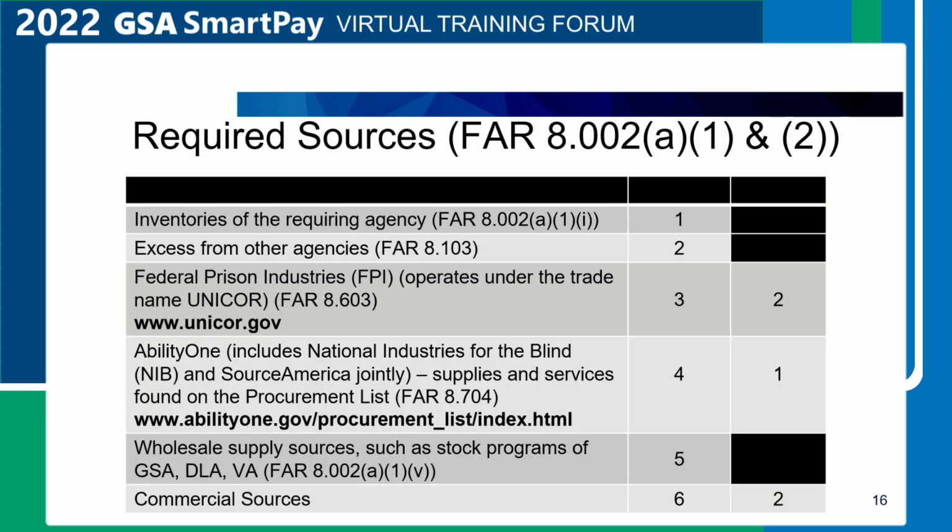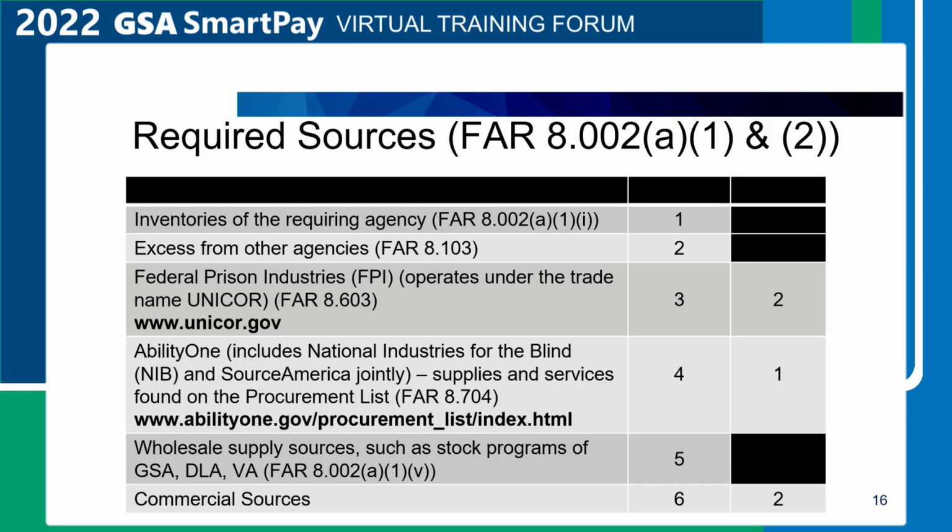Required sources. When trying to determine a source for the purchase, many considerations must be made. The FAR outlines mandatory sources for supplies and services in their descending order of priority, which are listed here on the table. This is what's sometimes called the order of priority and should be used unless otherwise provided by law or the head of contracting activity.